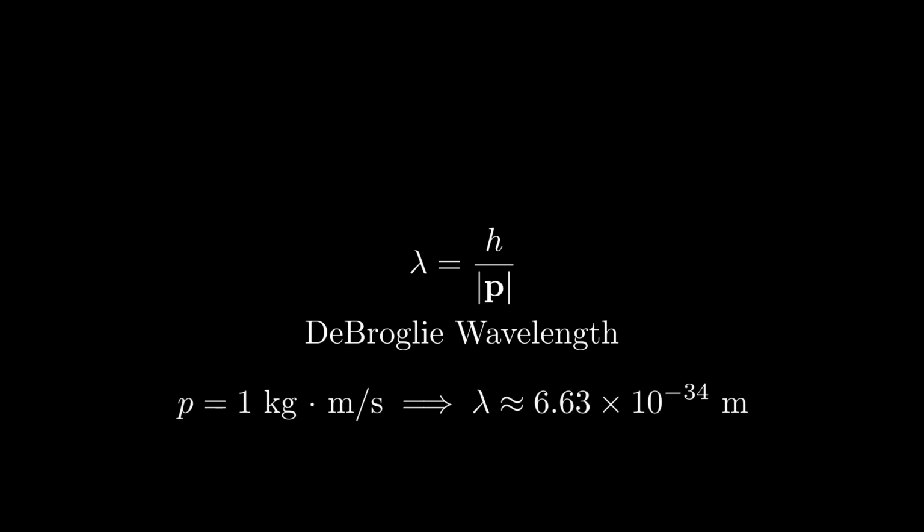This also helps explain why we do not observe wave-particle duality for everyday objects. Suppose, for instance, we have a billiard ball with momentum 1 kilogram meter per second. This means that the de Broglie wavelength is 6.63 times 10 to the negative 34 meters, which is way smaller than what any of our instruments can measure interference patterns for.